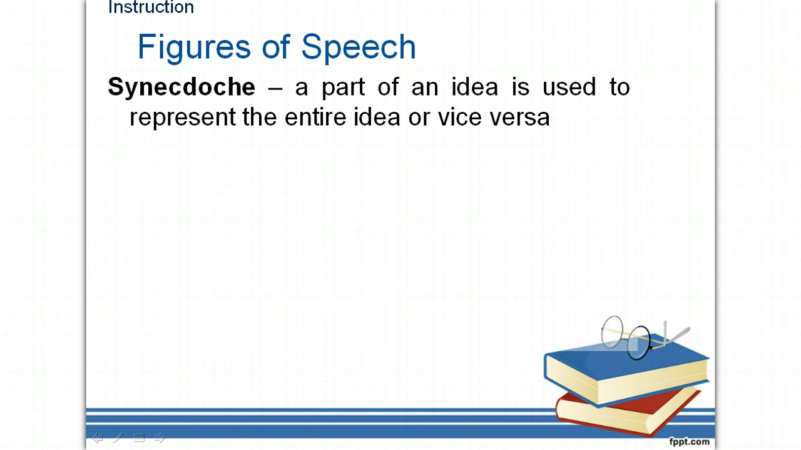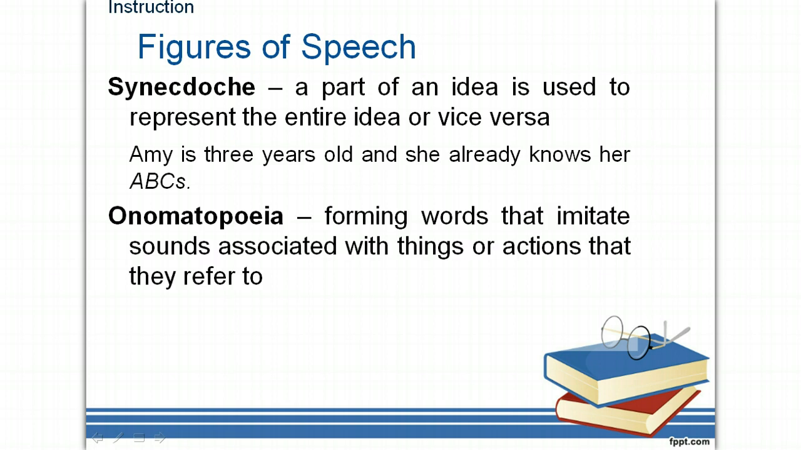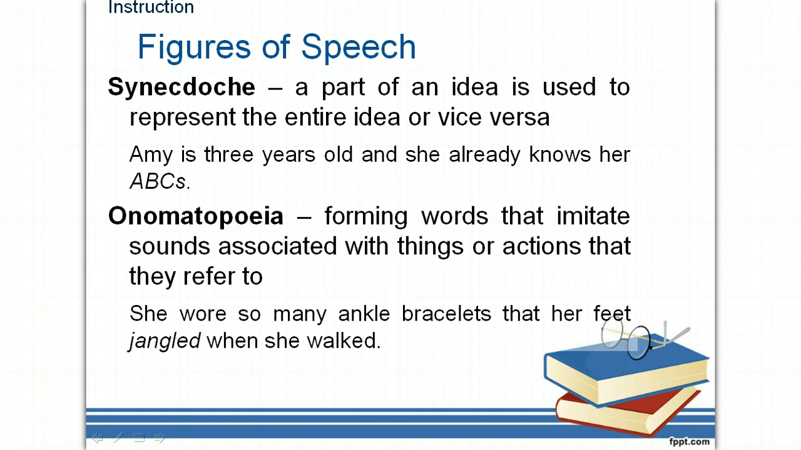A synecdoche is a figure of speech in which a part of an idea is used to represent the entire idea. Onomatopoeia words are words that imitate sounds associated with certain things or actions. This includes words like jangle or pop.